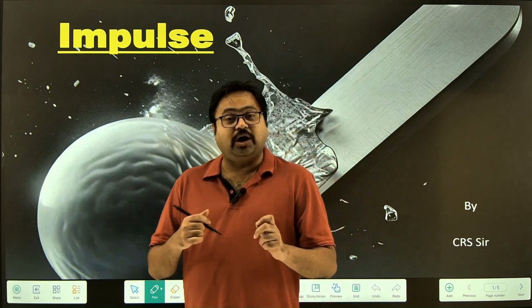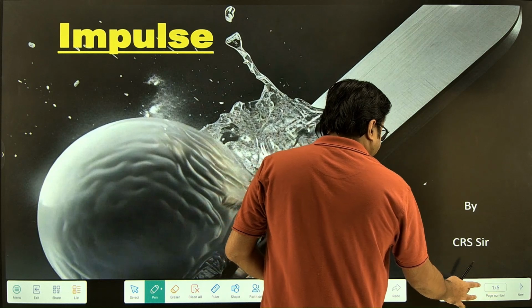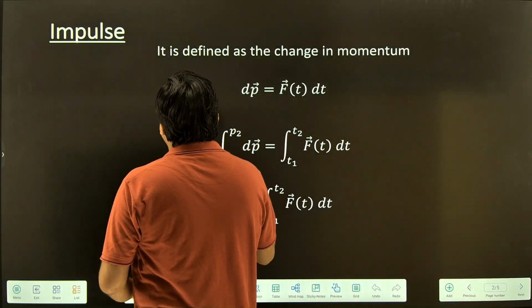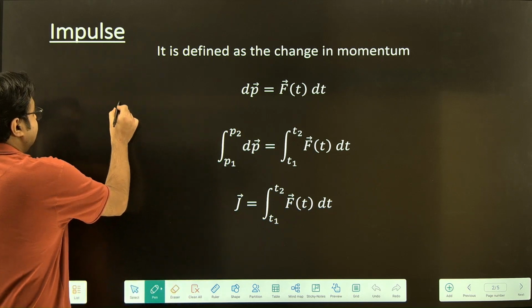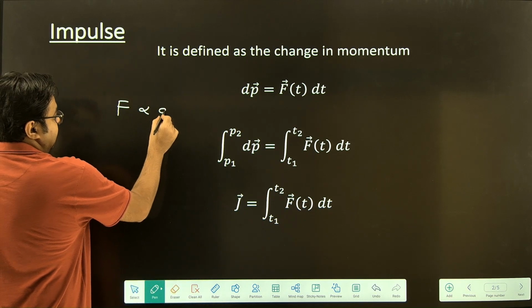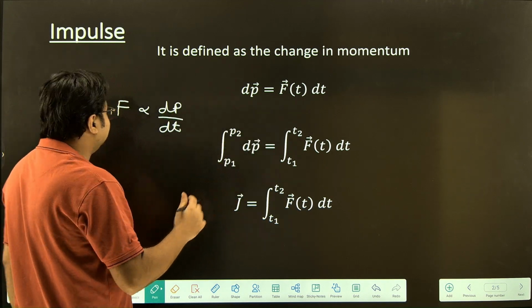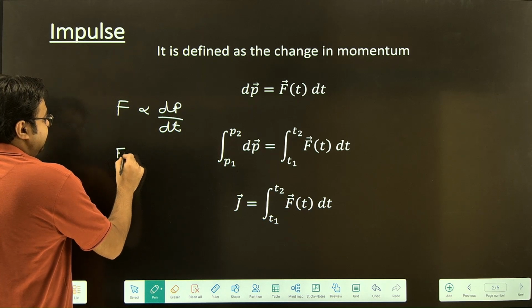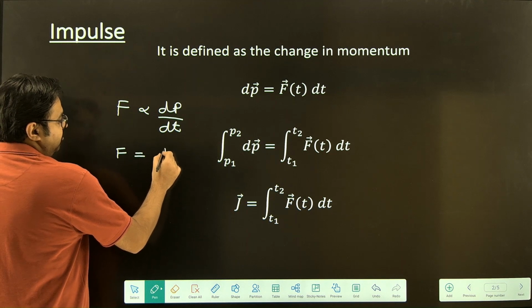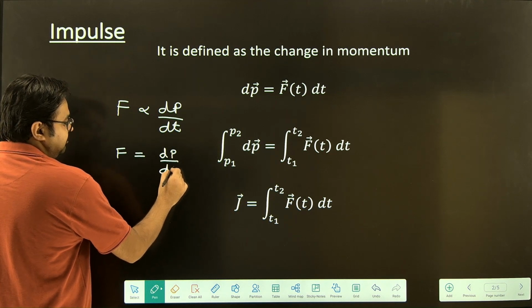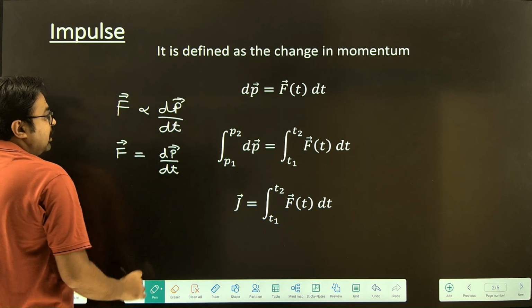Now, let's look at what it means mathematically. We have Newton's second law. Newton's second law tells us that the rate of change of momentum is directly proportional to the force. You can write that as F being proportional to dp by dt. In order to make it an equation, you can simply write F equal to dp by dt. The proportionality constant becomes 1. If you want to write it in vector form, certainly you can add that arrow.